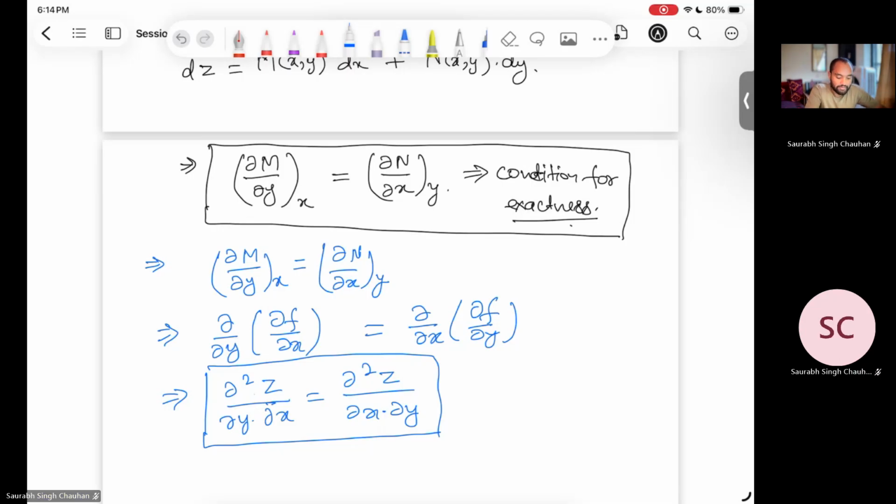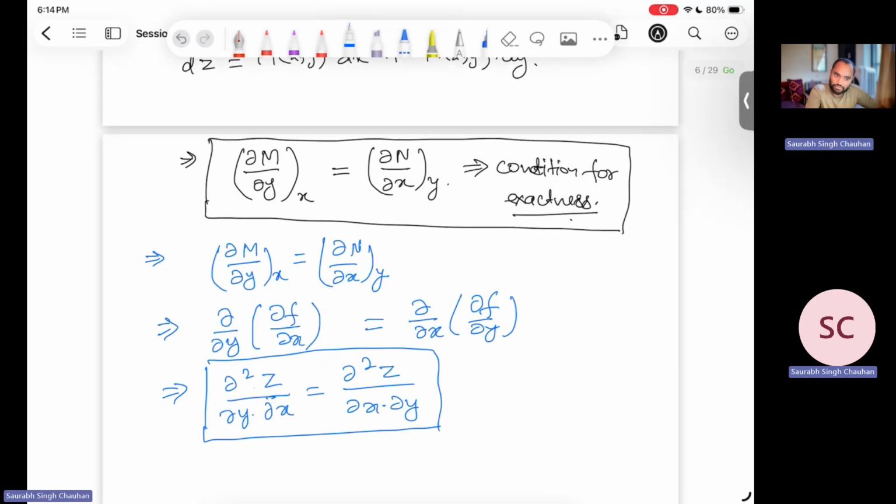If any quantity is not dependent on path, it will follow this particular relation. Why it is so, you can prove yourself, or at least for a special case, what you can do is take any quantity z.